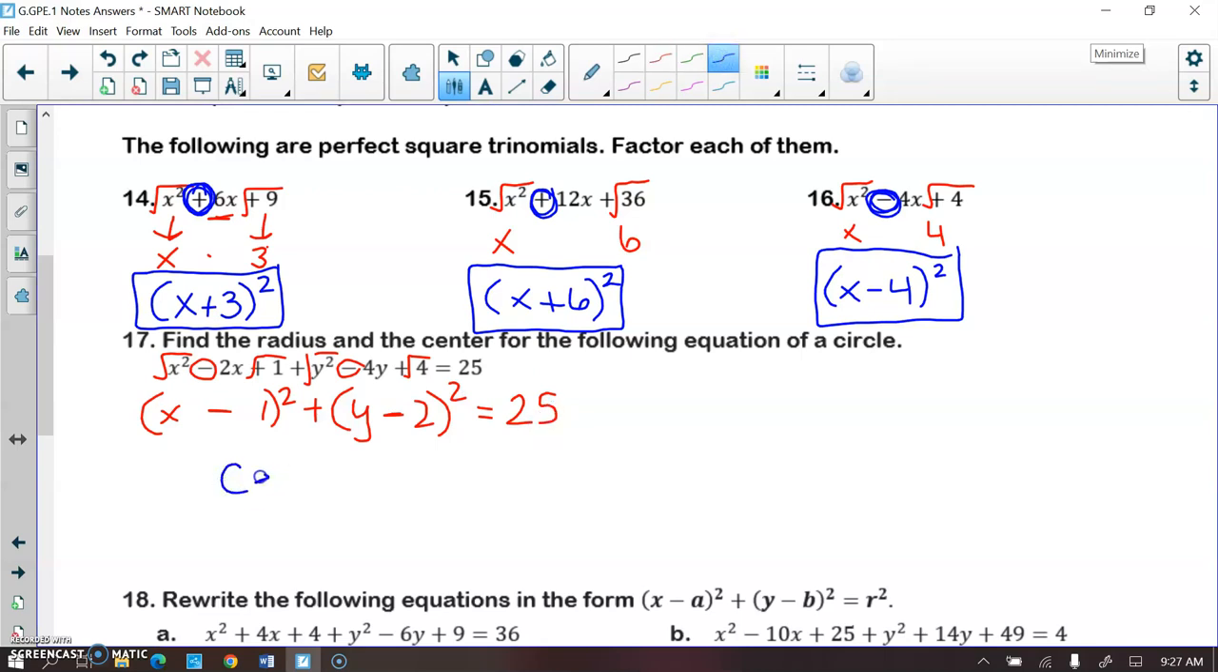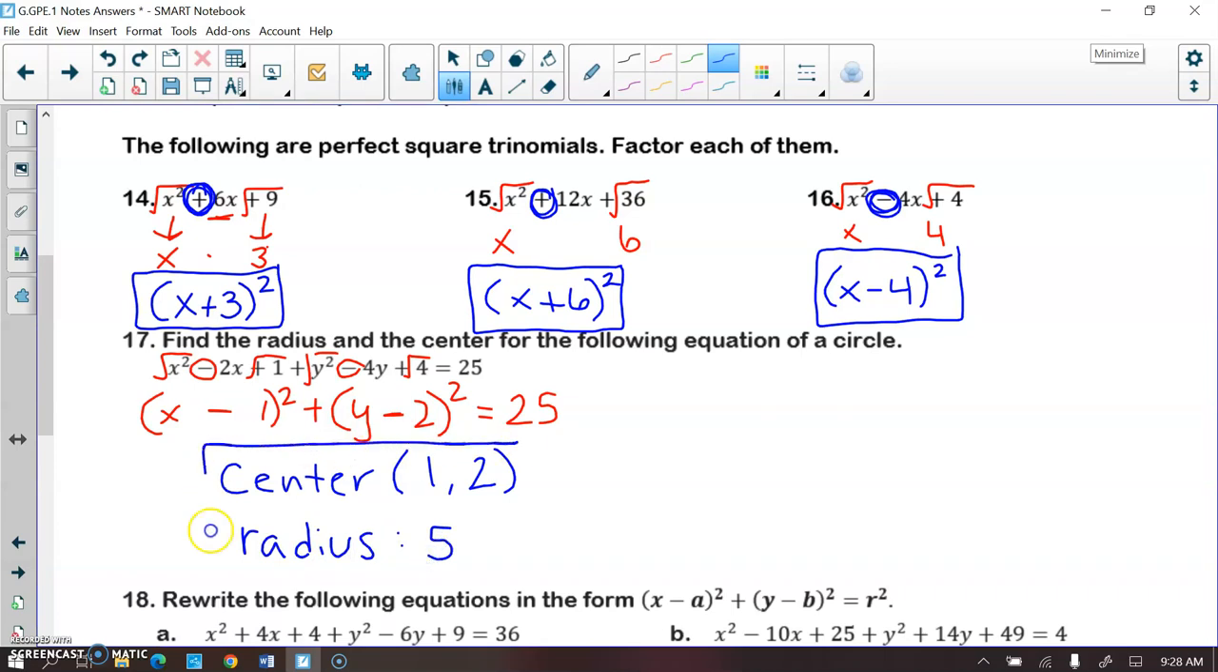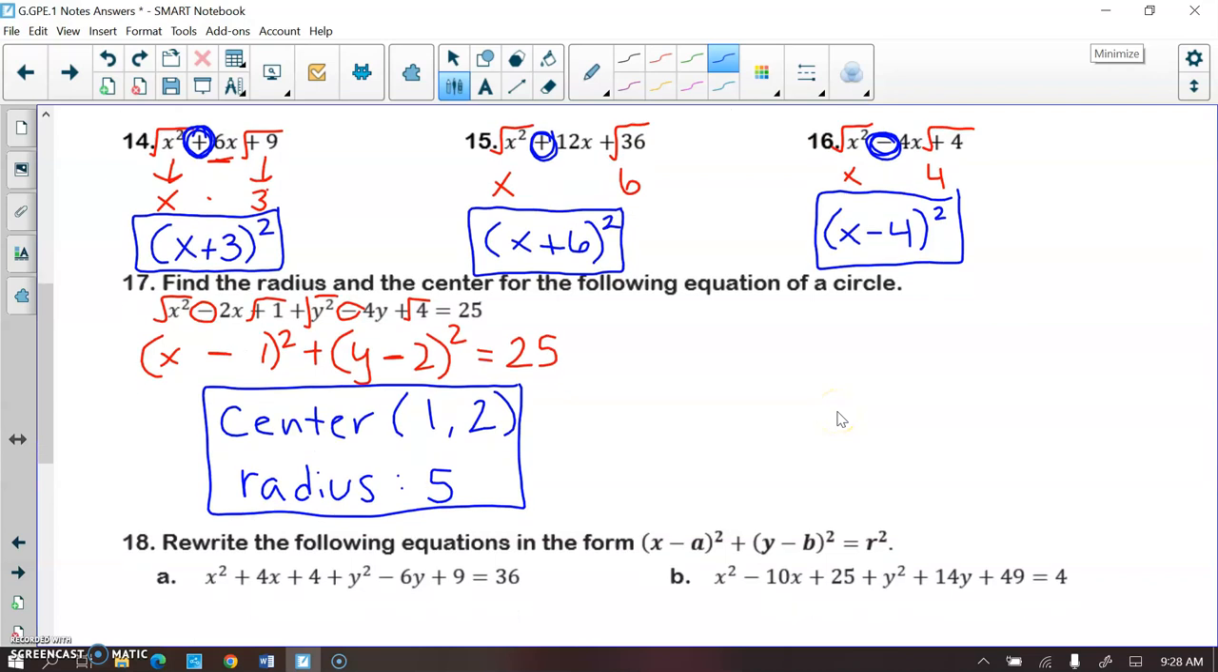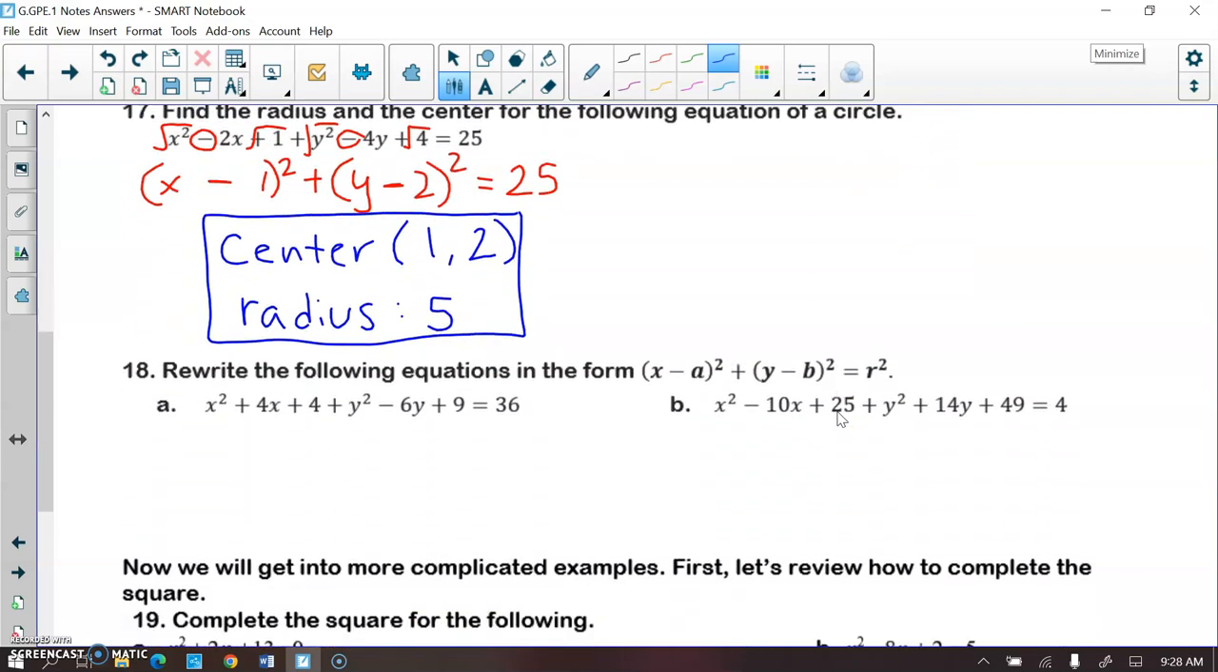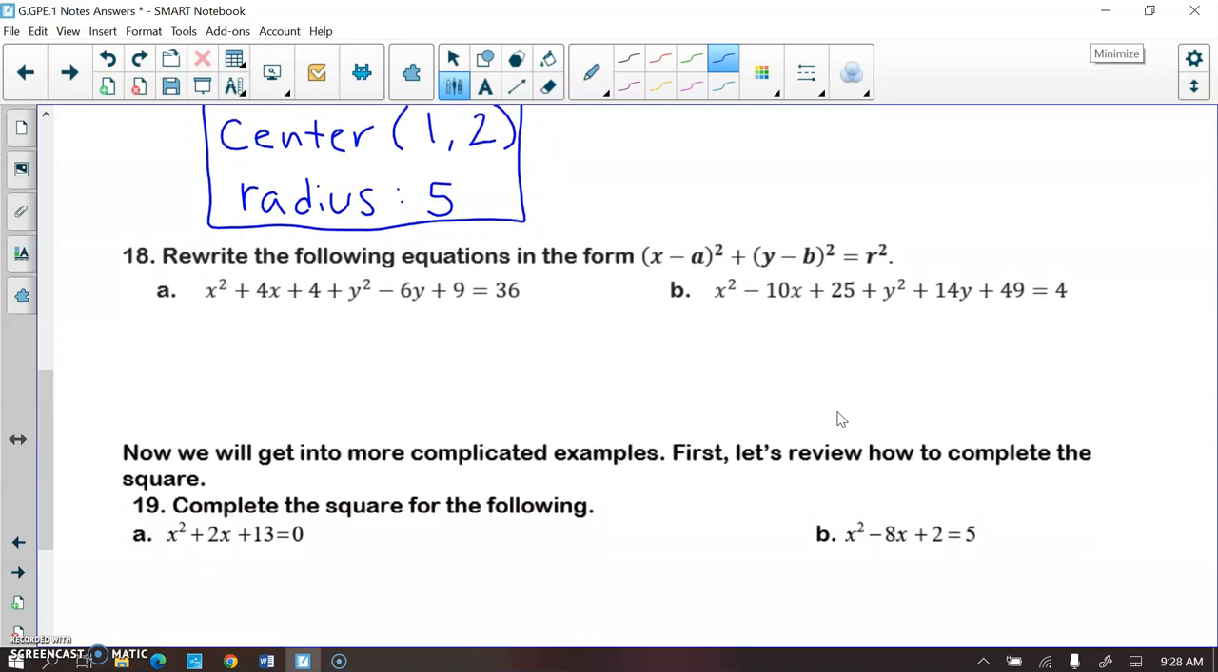Now, my center for this one would be (1, 2), and my radius would be the square root of 25, which is 5. That one is simple because my x part and my y part were already in perfect square trinomial format. Now there's some that are not going to be in perfect square trinomial format. However, in number 18, A and B, both of these are in perfect square trinomial format.